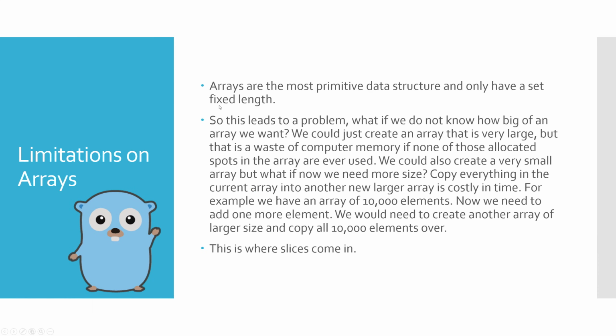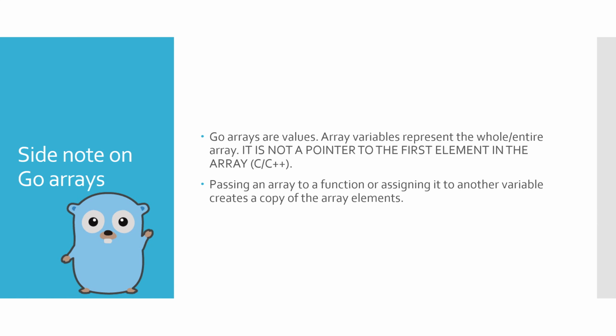Okay, and a quick side note about arrays in Go. Array variables in Go are values, and they represent the whole array itself. It is not a pointer to the first element in the array, such as in C or C++. If you've programmed in those languages before, you would know that arrays are syntactic sugar there, and the array name actually refers to a pointer to the first element of the array. But in Go, that's not the case. The array variable is actually the whole array itself.